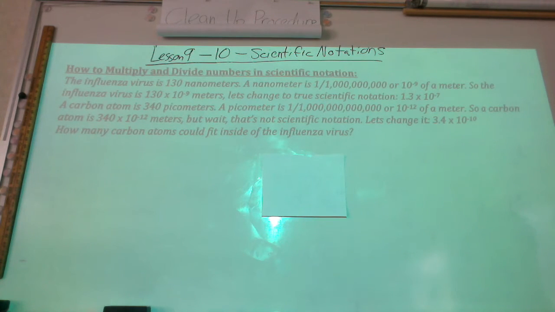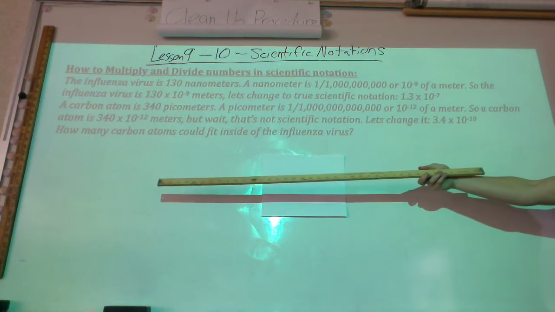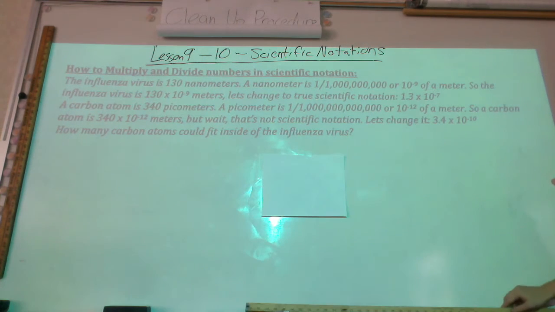The reason I chose this, and the reason it's so long, is because I want you to see some of the real vocabulary that scientists use and real numbers that scientists work with all the time. So the influenza virus is 130 nanometers. A nanometer is one of, what number is that? 1,000, million, billion. So 1/1,000,000,000th or 10 to the -9th of a meter. Remember, this is a meter. So a nanometer is 1/1,000,000,000th of this. So the influenza virus is 130 times 10 to the -9 meters.